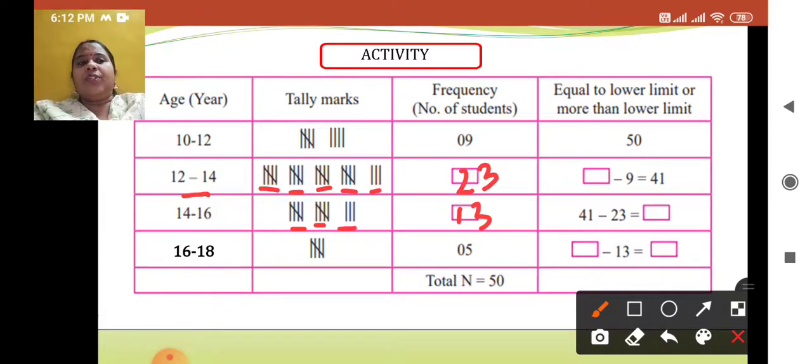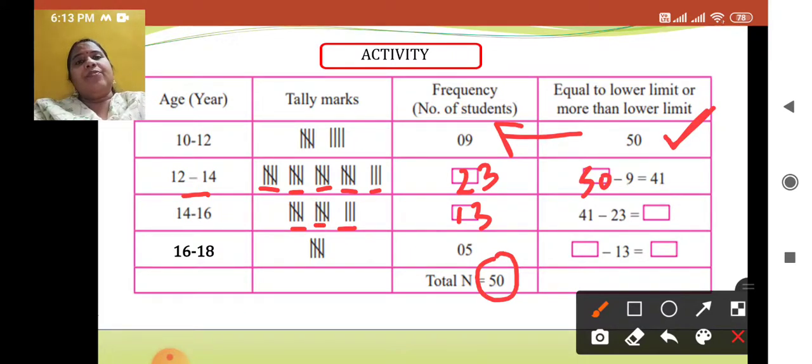whatever is the total of this frequency, that is capital N, is written as the first number in this column. So the total of frequency is written here. In order to get the next number, the frequency of the first class is subtracted from the total frequency. I want the number in the second row, so from the total frequency 50, I am going to subtract the frequency of the first class. So 50 minus 9 will give me 41.